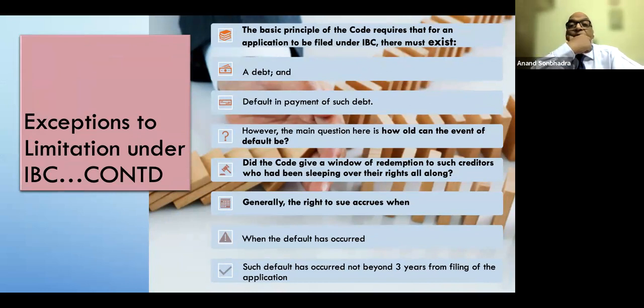Now, the basic principles of the Code require that for an application to be filed under it, there must exist a debt and a default in payment of such debt. The main question here is, how old can the event of default be? Did the Code give a window of redemption to such creditors who have been sleeping over their rights all along? Generally, the right to sue accrues when the default has occurred, and such default has occurred not beyond 3 years from the filing of the application.